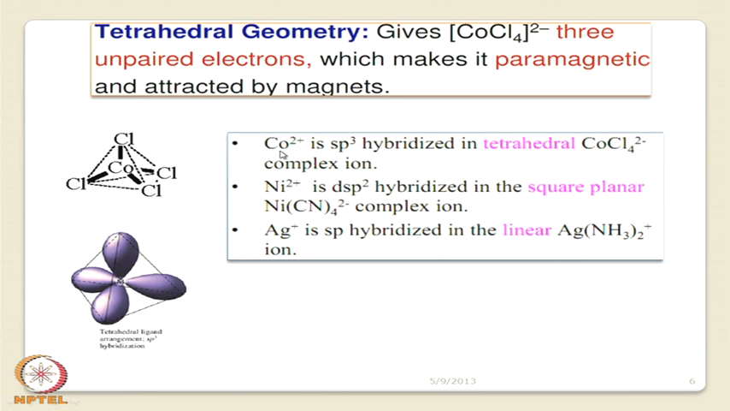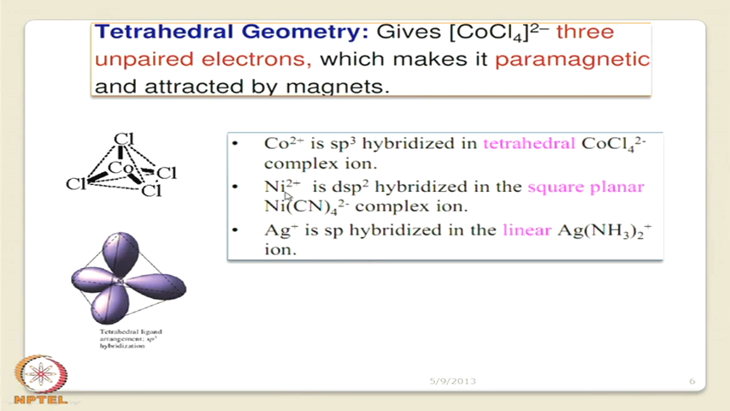In +2 oxidation state, such as tetrathiocyanato cobalt 2 also. So, then you can have the cobalt tetrabromo compound and the cobalt tetraiodo compounds, all will be therefore tetrahedral, and they all will be paramagnetic, and they can have 3 electron paramagnetism supporting the regular geometry through sp3 hybridization.